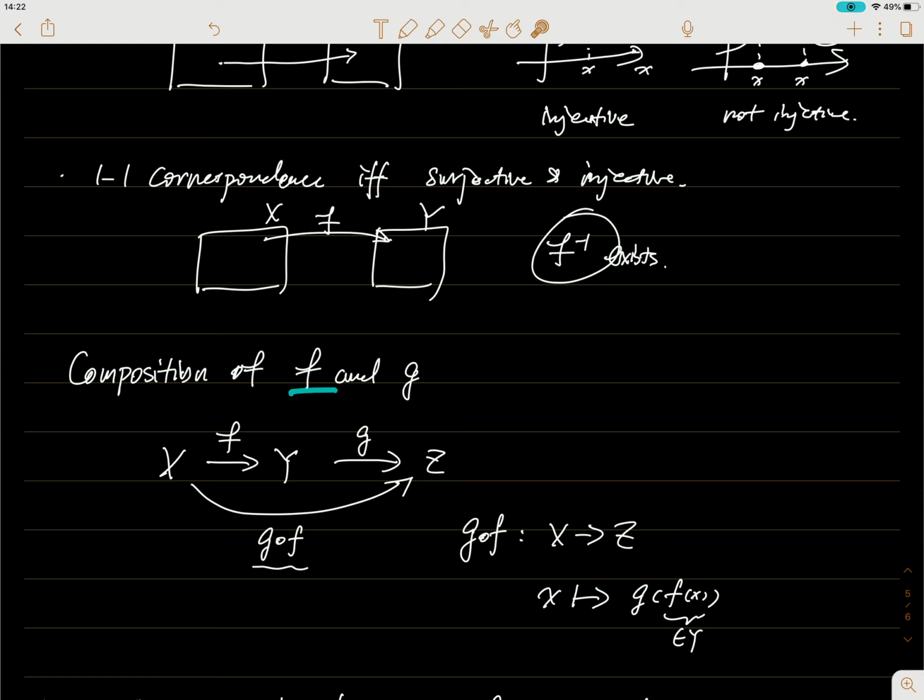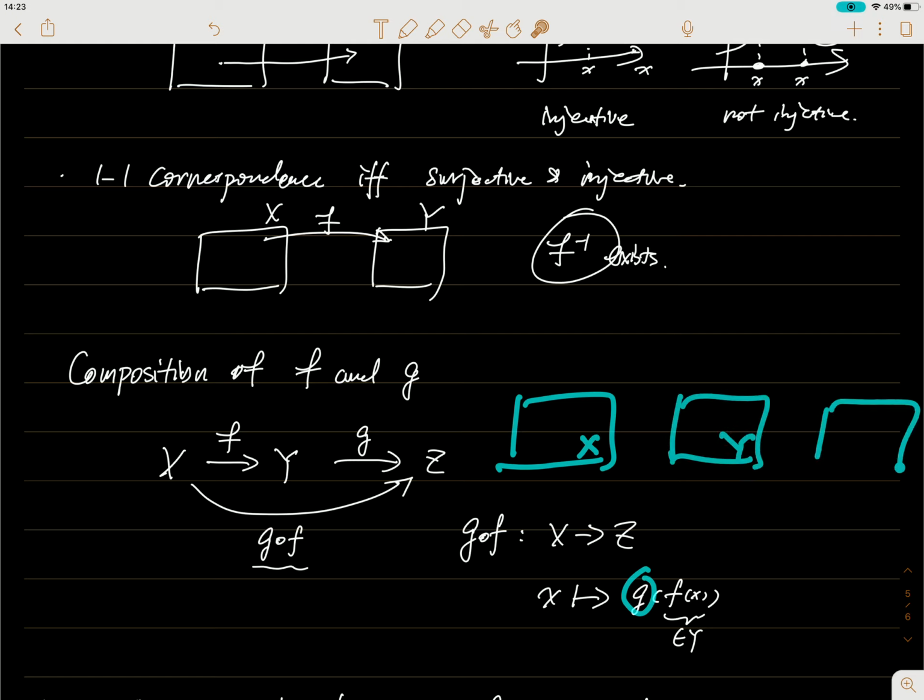Okay, and then we can also define the composition of functions. So I have two functions f and g. f is a function from x to y, and g is a function from y to z. Then we can do the composition of them, and this is denoted by g composed with f. The meaning is that every point in x will be mapped to a point in z. So you first apply f, then you get a point in y, and then you apply g.